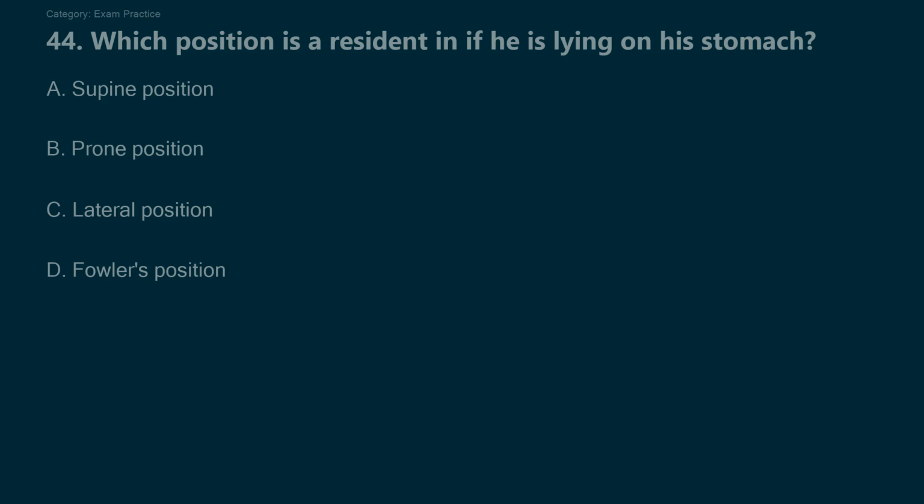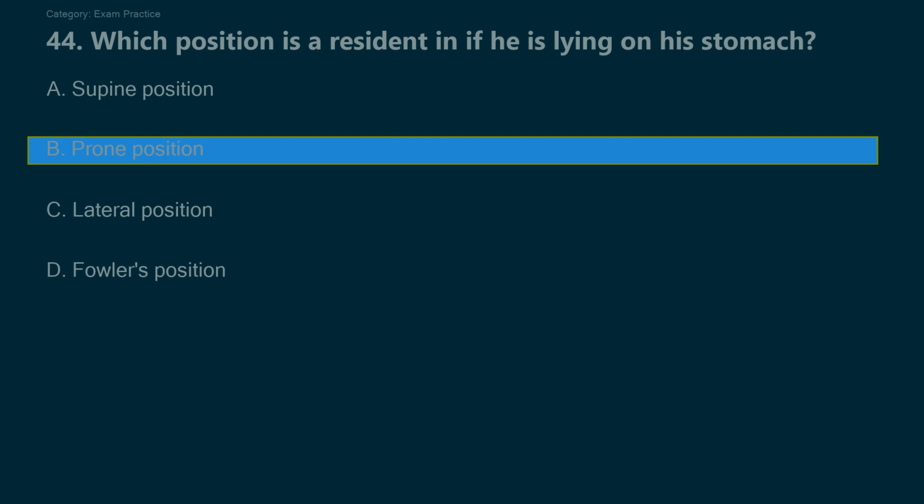Question 44. Which position is a resident in if he is lying on his stomach? Option A, supine position. Option B, prone position. Option C, lateral position. Option D, Fowler's position. The correct answer is option B, prone position.